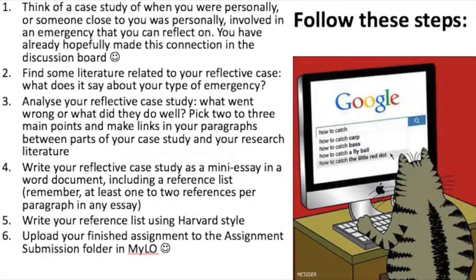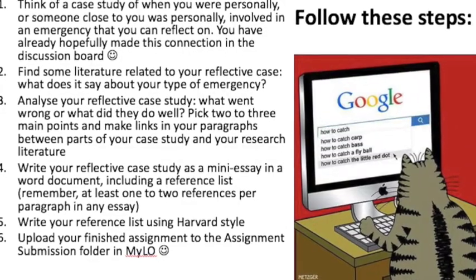So I like to give a few little steps, even though it's a bit corny, really. So this is the way that I've broken it down. Thinking of a case study that you or somebody else has been involved in. Find some literature related to your reflective case. What does it say about your type of emergency? All of those types of things. Then you need to analyse your reflective case study. What went wrong and what did they do well, for instance?